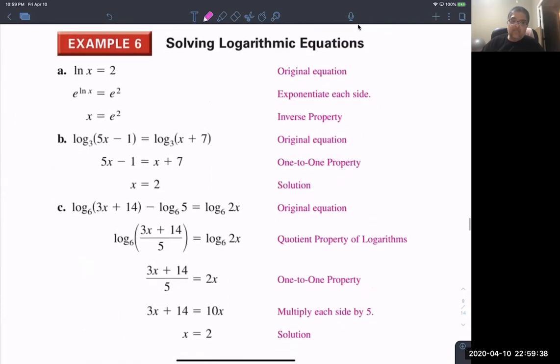So here are a couple of example problems. I would pause the video to see how they did these problem types. And then we're going to walk through a couple of problems together.